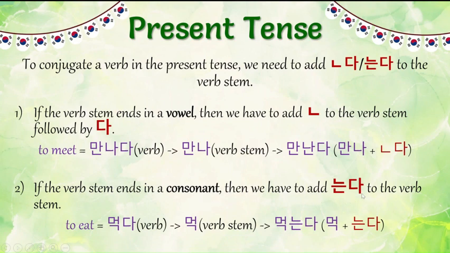Okay, similarly, if the verb stem ends in a consonant, then we have to add niyan tha to the verb stem. For example, we have the verb makta, which means to eat.